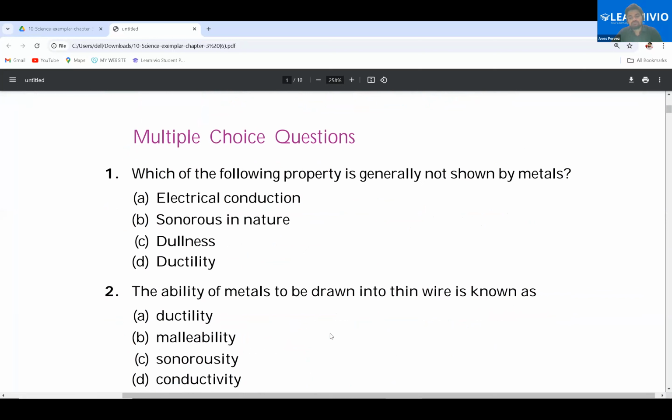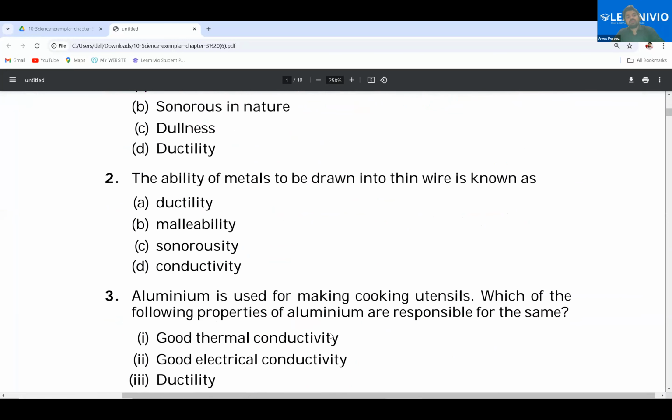Dullness. Which of the following properties is generally not shown by metals? Dullness. Okay. Next, yes, you, Gianna. What is the second? Ductility. Ductility. Okay. Ductility. Next, the third one.